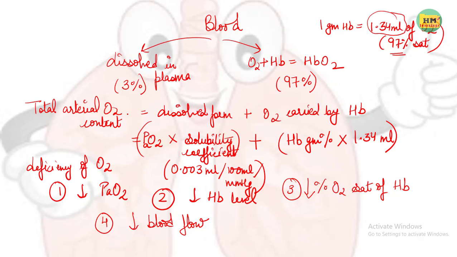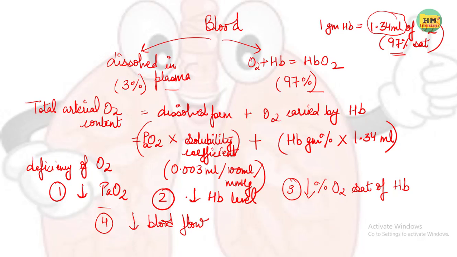It is transported in the dissolved form as well as in the binding form with the hemoglobin as the oxyhemoglobin. If there is decrease in PaO2, then there is decrease in the total arterial oxygen content because there is decrease in the dissolved form. If the hemoglobin level decreases or the oxygen saturation of hemoglobin is reduced, there will be decrease in the total arterial oxygen content leading to hypoxia. And next thing is decrease in the blood flow.